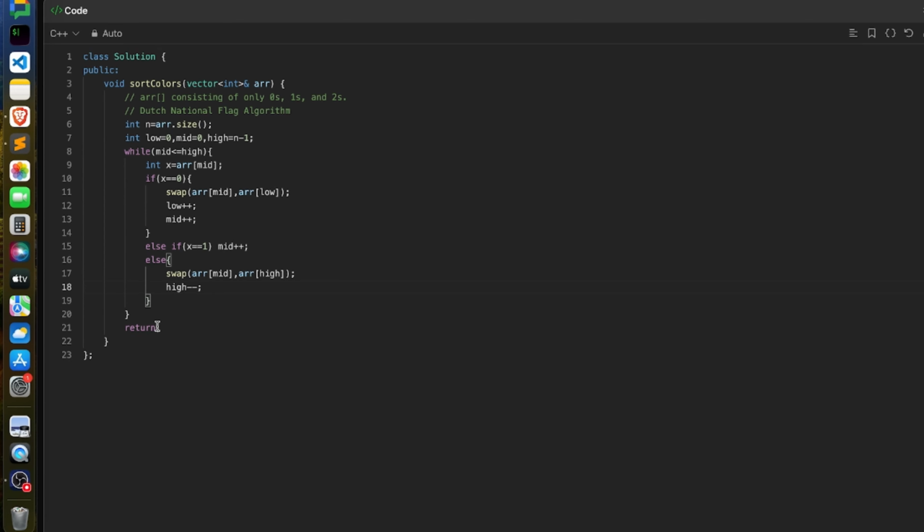And just return here, because we are doing this sorting in place. So here we are modifying the array, so we are doing all the operations in the same array. We are not using any extra space for sorting, right? So we are doing it in place, and here we have just a single traversal. So yeah, our objective is accomplished.